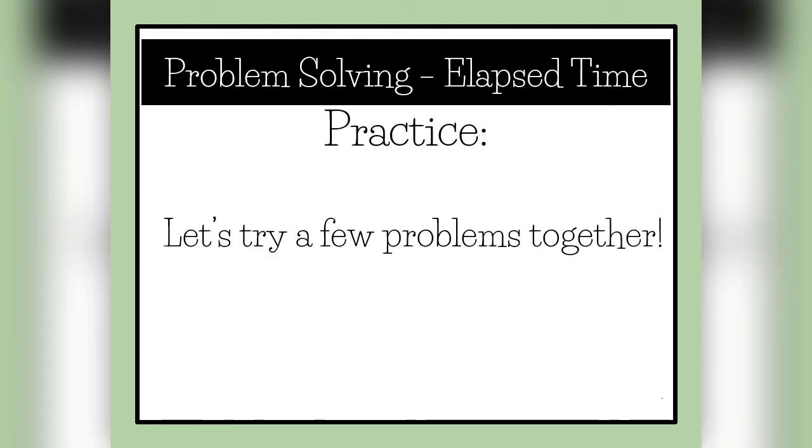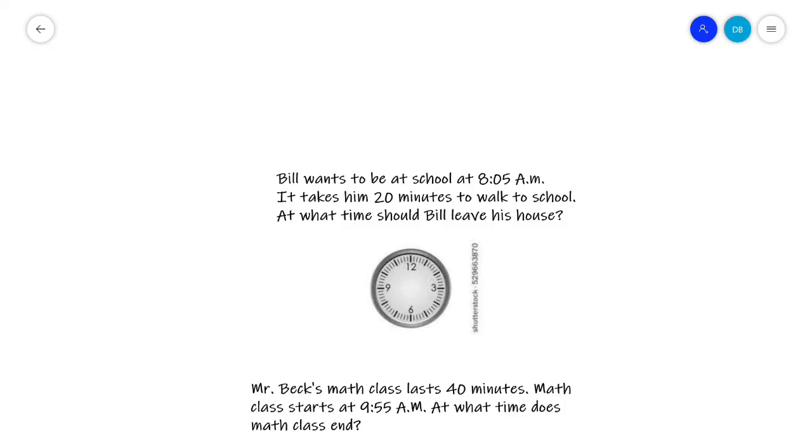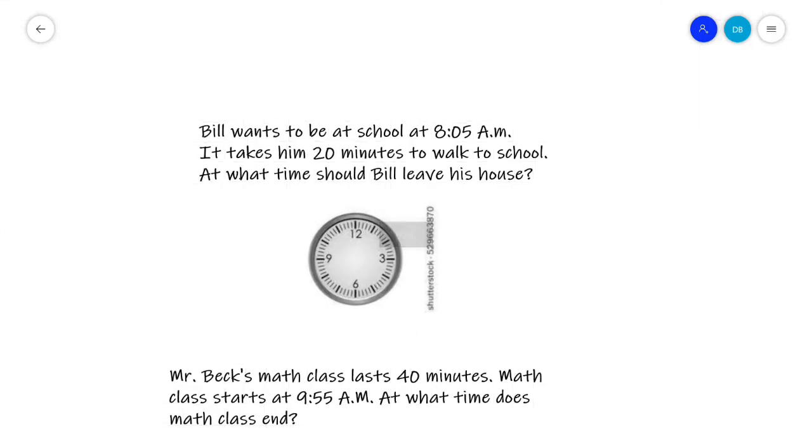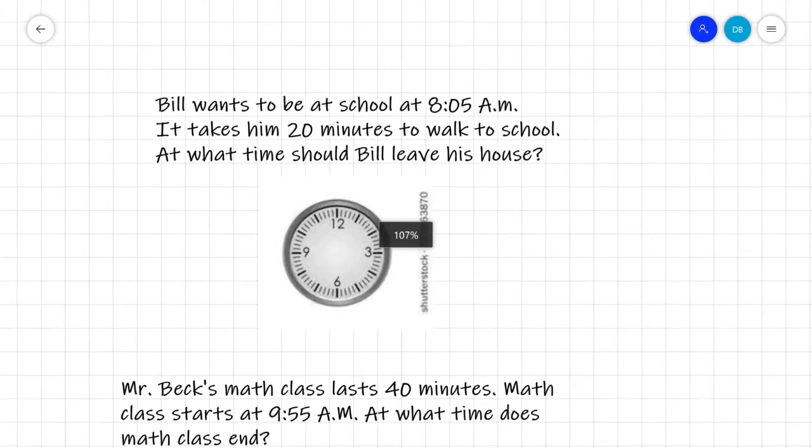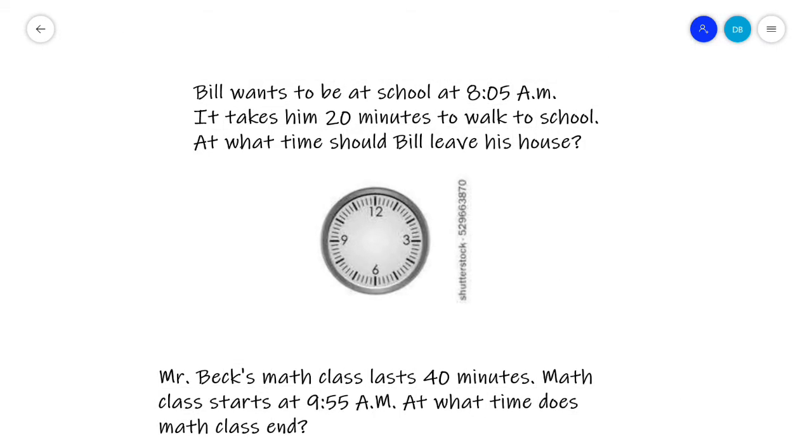All right, let's try a few practice problems together. All right, number 1. Bill wants to be at school at 8:05 a.m. It takes him 20 minutes to walk to school. At what time should Bill leave his house? So we know that he wants to be there at 8:05. So let's just write that down. So we know 8:05 is the time he wants to finish his journey. But it's going to take him 20 minutes. So what time should he leave his house?